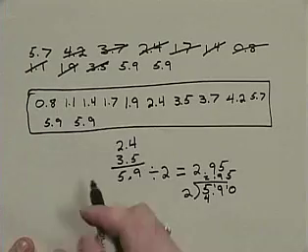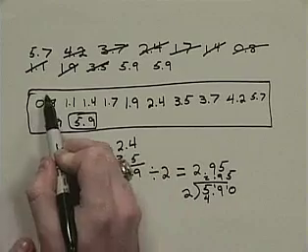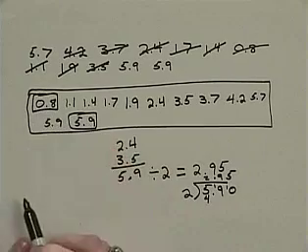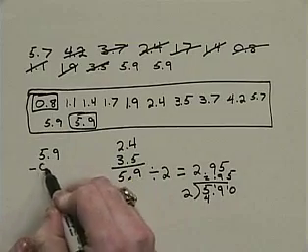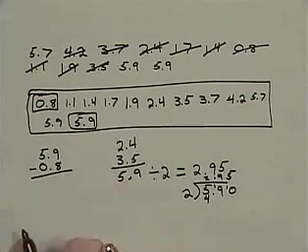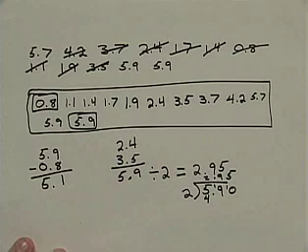Remember, to find the range, we take our maximum value and subtract the minimum value. What's the maximum value here? The max is 5.9. The min is 0.8. So the range is 5.9 minus 0.8. Subtract that, and you get 5.1. So that's the range.